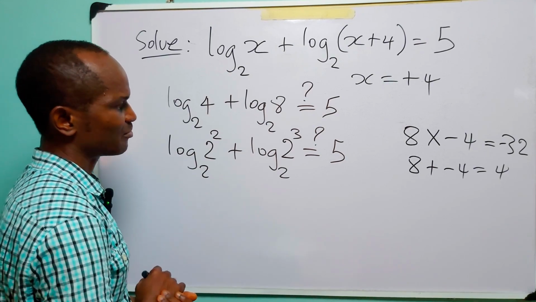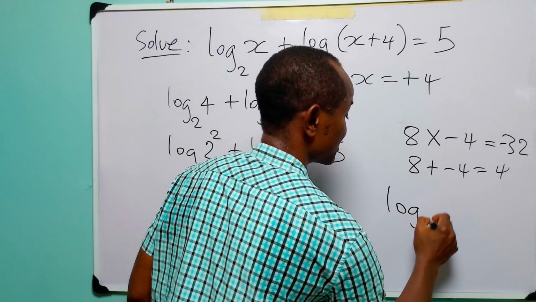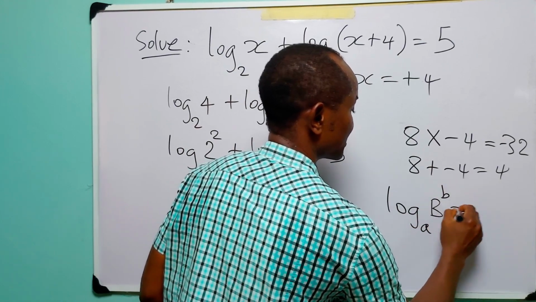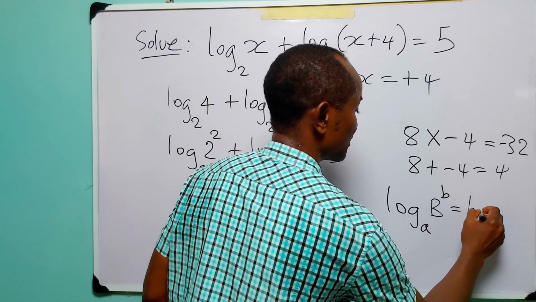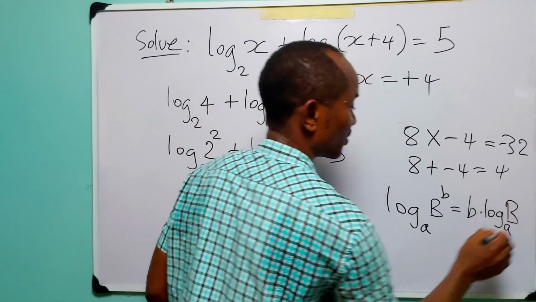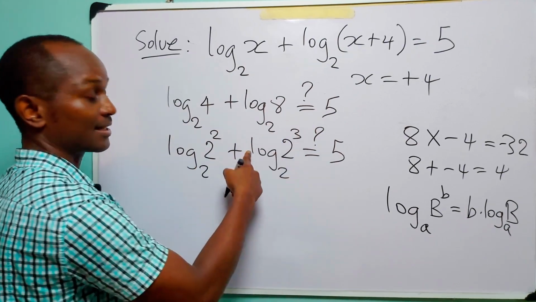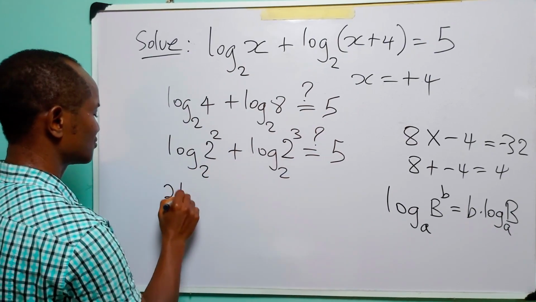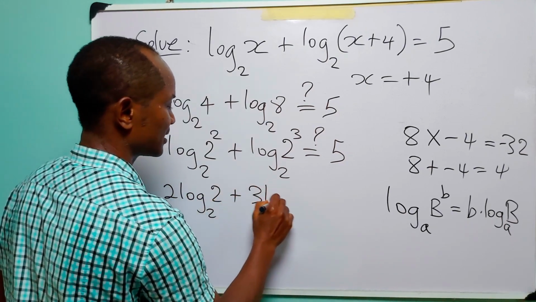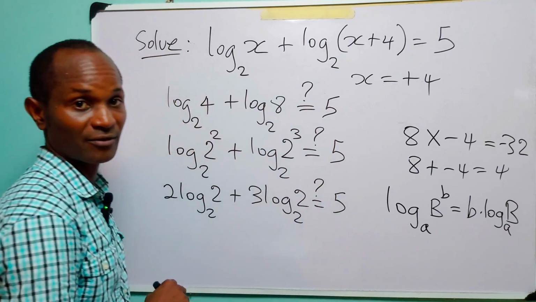Now at this point, let us remember the law of logarithm that says that if we have log base a of b to the power n, this can be written as n multiplied by log base a of b. So we can bring this 2 down and we can bring this 3 down to have 2 times log base 2 of 2 plus 3 times log base 2 of 2 is equal to 5.